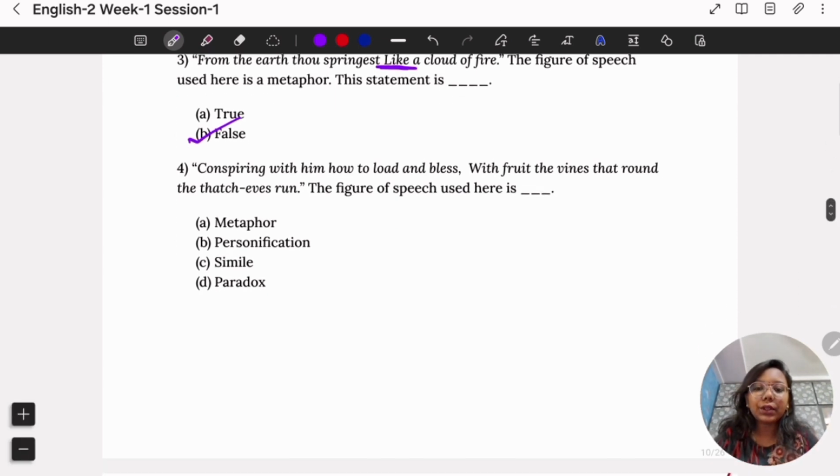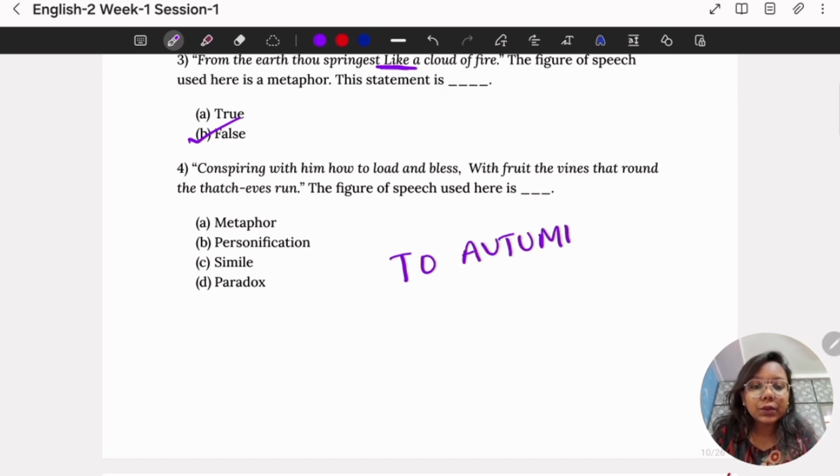And the fourth one, conspiring with him how to load and bless with fruit the vines that round the thatch eaves run. So they're asking the figure of speech here. It is actually a line from a poem called To Autumn. Basically, it's a poem in which the author personified the autumn season. He gave human attributes to autumn.